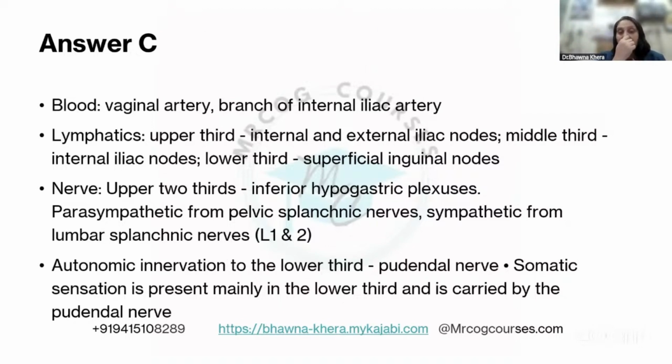Upper two-thirds is supplied by the inferior hypogastric plexus. Parasympathetic is from the pelvic splanchnic nerves and sympathetic from the lumbar splanchnic nerves. But the lower one-third is supplied by the pudendal nerve, both the autonomic as well as the somatic sensation.